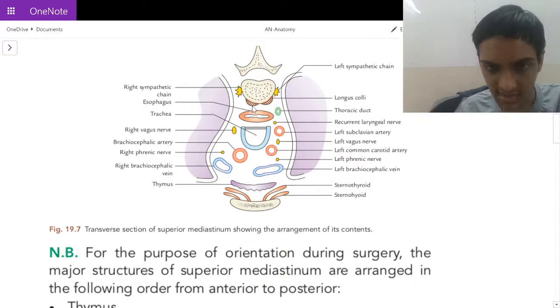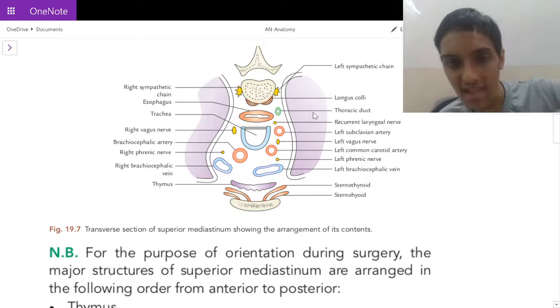See here, this is the sympathetic chain. This is the longus colli, the trachea with the recurrent laryngeal. This is the thoracic duct, and this is the trachea with the recurrent laryngeal, the vagus here. This is the phrenic nerve, and here we are finding the arteries: subclavian, common carotid, then the brachiocephalic vessels. This is the thymus, the sternum with the strap muscles, sternohyoid and thyroid. This is the apex of the lung.